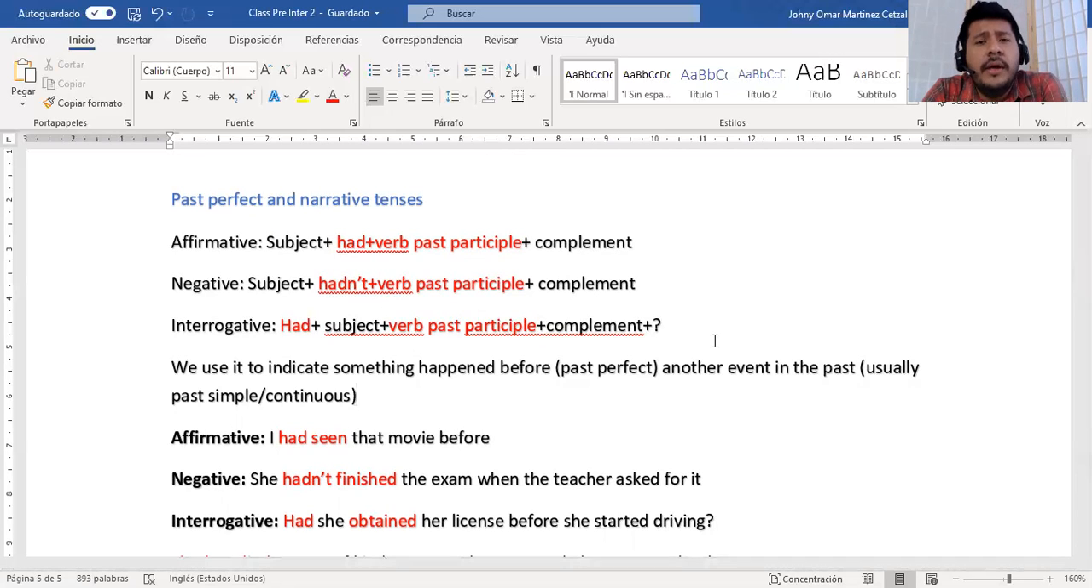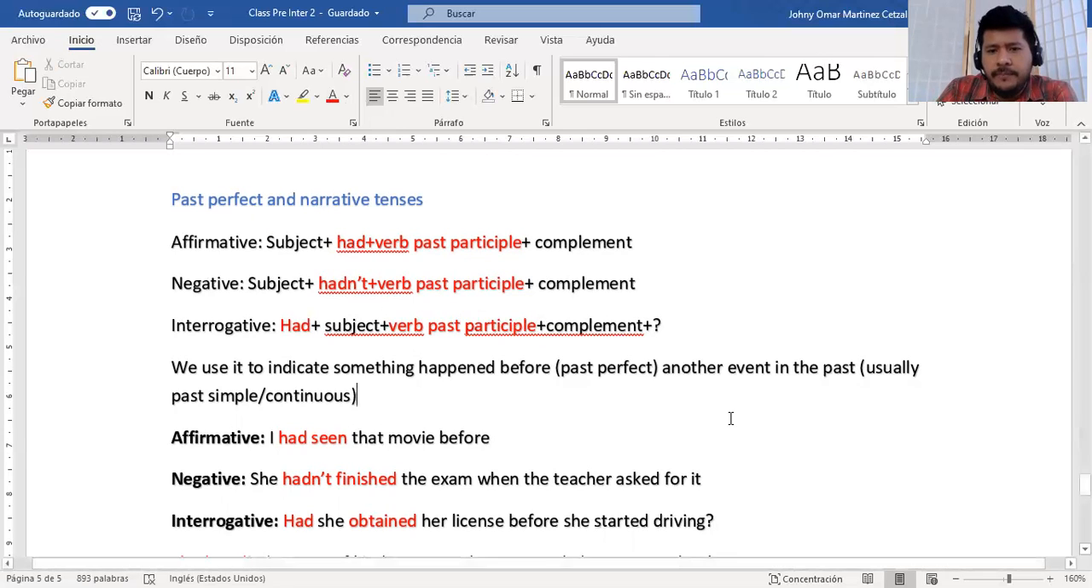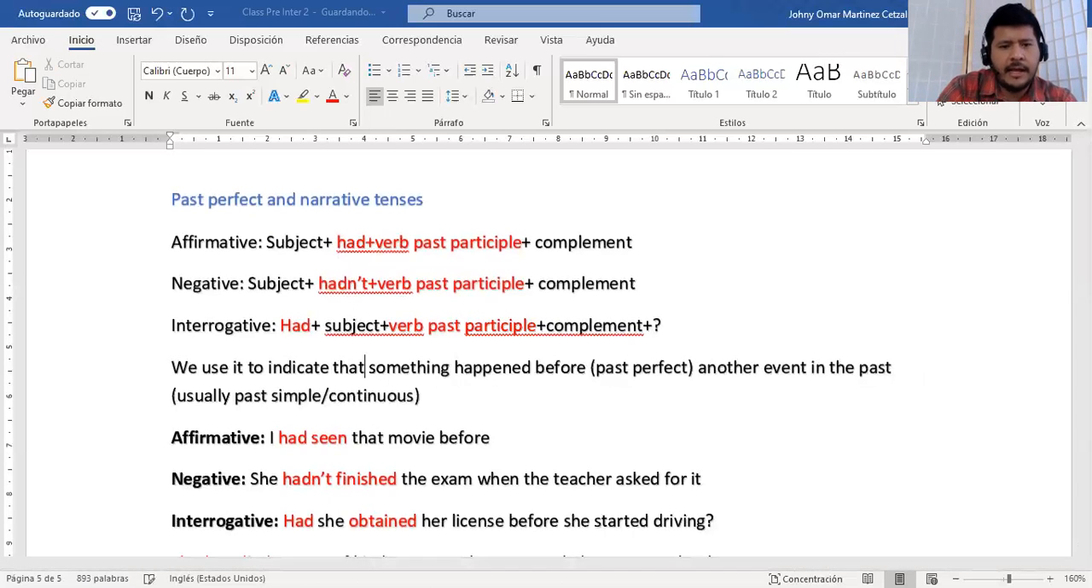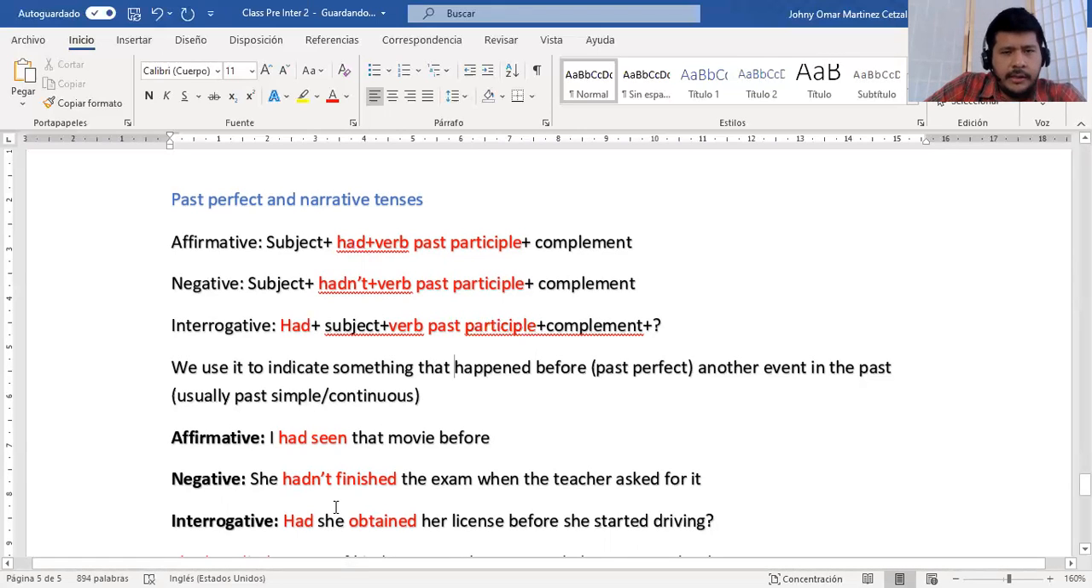We use it to indicate something that happened before another event in the past, usually past simple or continuous. It's complicated. And now here, something that happened before goes here. Now, let's see an example. I had seen that movie before.